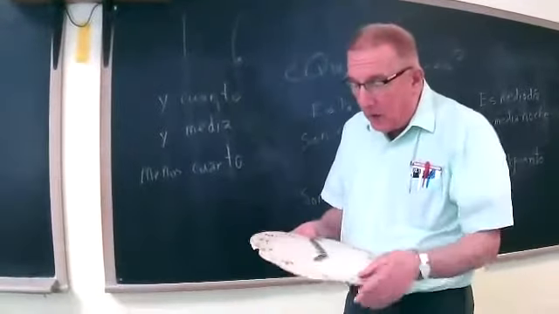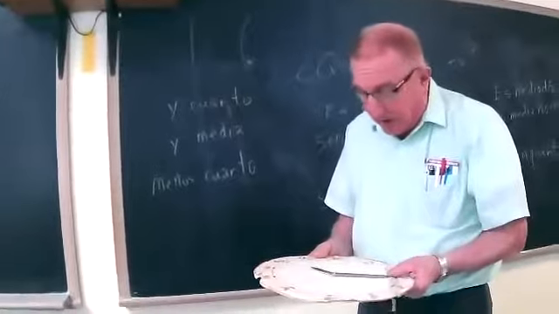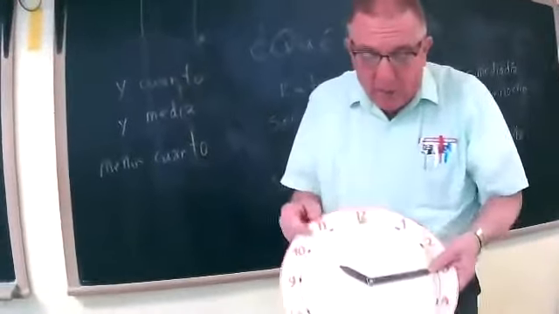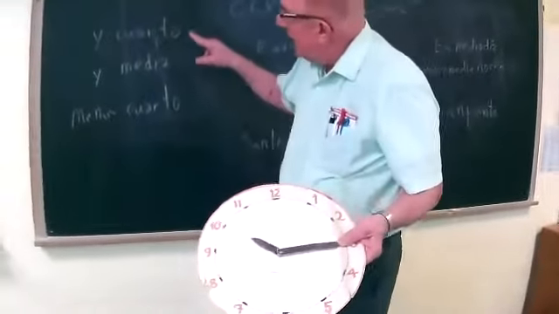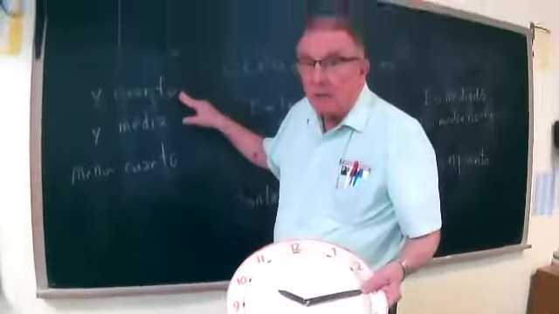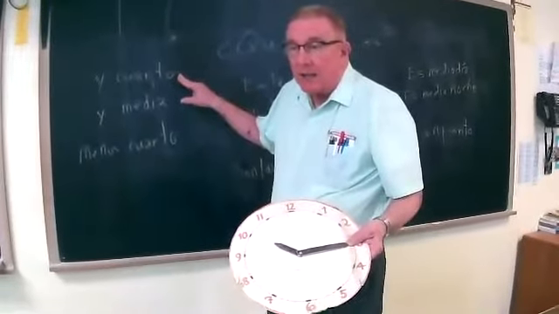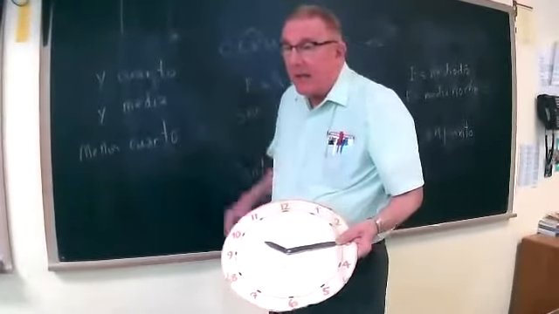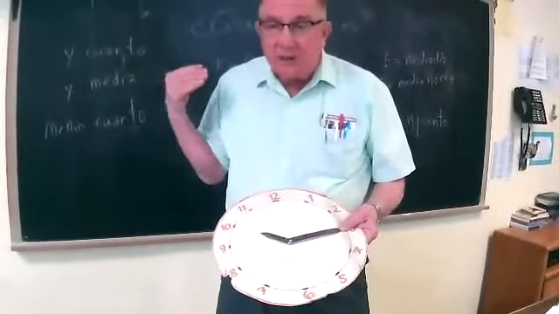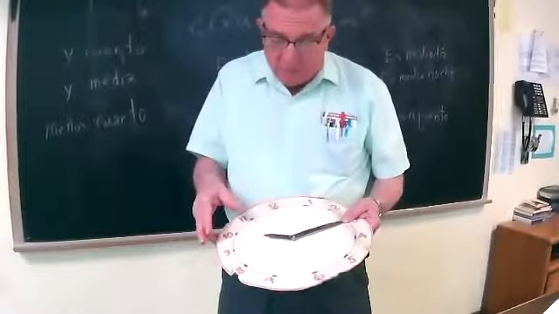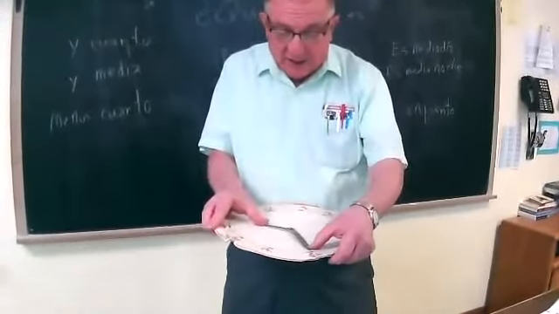Let's take a look at telling time, like quarter past 10. Quarter past 10 is son las diez y cuarto. So you're taking 10 o'clock and adding a quarter, and so that's quarter after 10. I know you're all used to digital time, and you don't do this anymore in English, but they still do it in Spanish, unfortunately. They're a little bit antiquated in this area.